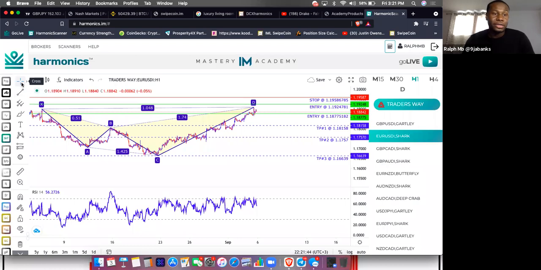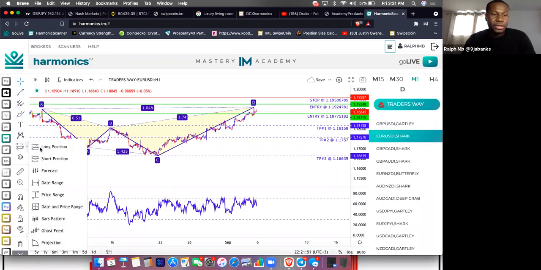So we're going to go here and find the tools on the side. Number 1, 2, 3, 4, 5, 6, and 7. On the 7th tool, you want to click on there. You're going to see a long position and a short position. A long position means we're buying into the marketplace, and a short position means that we are selling into the marketplace.